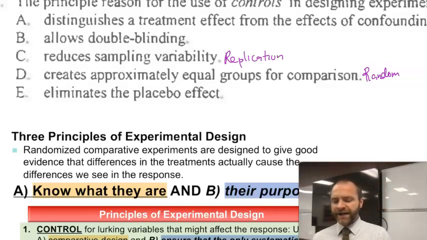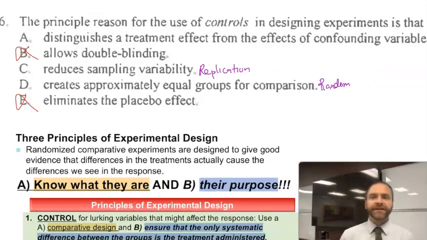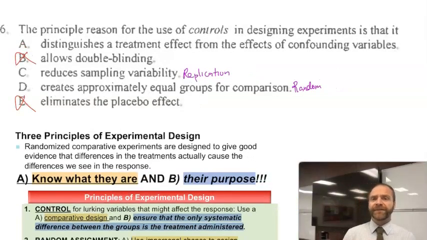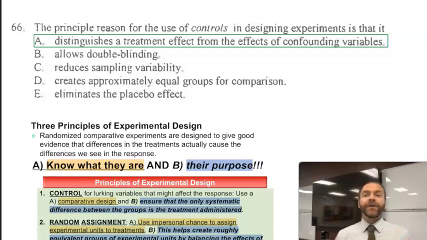I did say I do not think that the answer is going to be B, and I did not think the answer was going to be E. So I'm thinking the answer is A. The control for the experimental design, what's the purpose behind it? It distinguishes a treatment effect from the effects of confounding variables. We can see right here that it ensures that the only systematic difference between the groups is the effect of the treatment administered. So I'm going to go ahead and say the answer in this case is A. Those are the three principles of experimental design. Each of those three are important, so I hope you understand why we went through all the choices for this one.